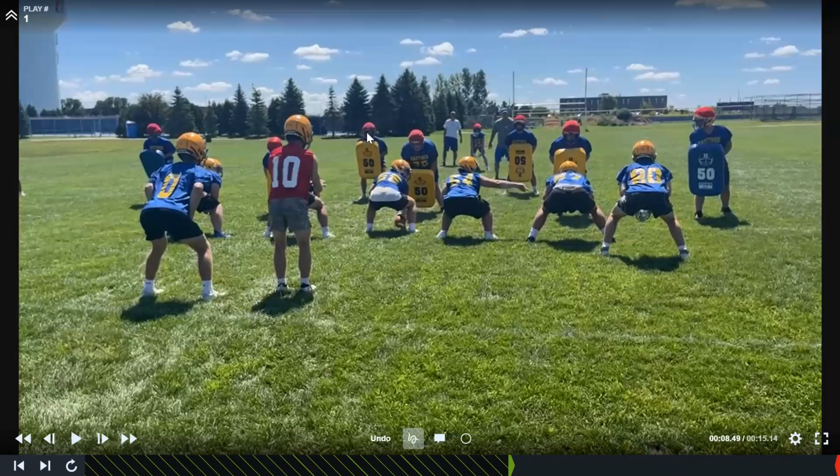So the center is working to the backside backer right here with the guard. They know they're on a double team combination block, so these two guys are blocking these two guys. Whoever comes off on the linebacker is dictated by the linebacker. If the linebacker shows up here, the guard will come off. If the linebacker flows over the top, the center will come off.